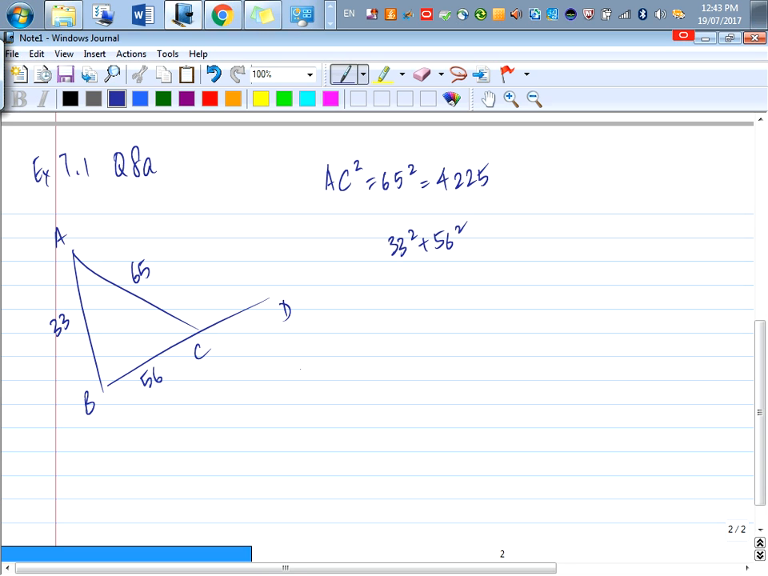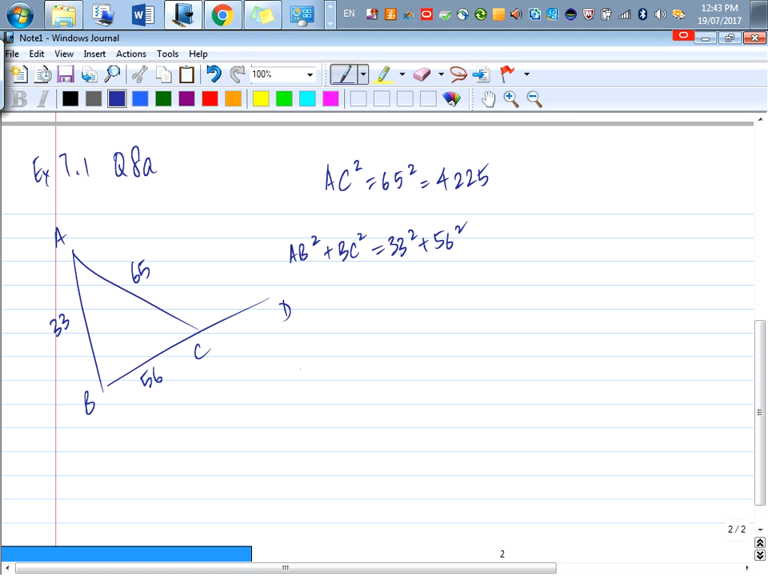Now, working is correct, but I don't like this presentation because what is this 33? What is this 56? I don't need to write so much. Look at the step before that. What did I write? Okay. AB square. So I know AB is 33, right? So plus BC square equals to this.